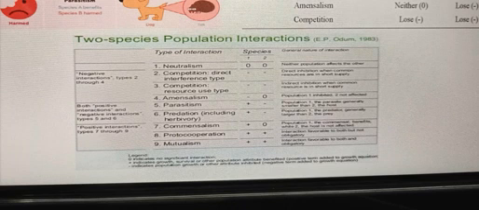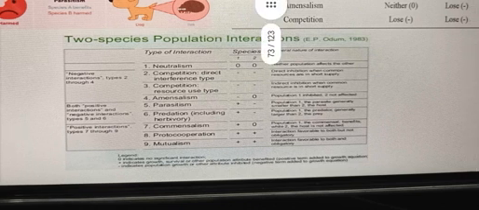Competition, direct interference type. Competition, resource use type. Amensalism, parasitism, predation including herbivory. Predation, commensalism, protocooperation and mutualism. Protocooperation is an interaction favorable to both but not obligatory. That is protocooperation.